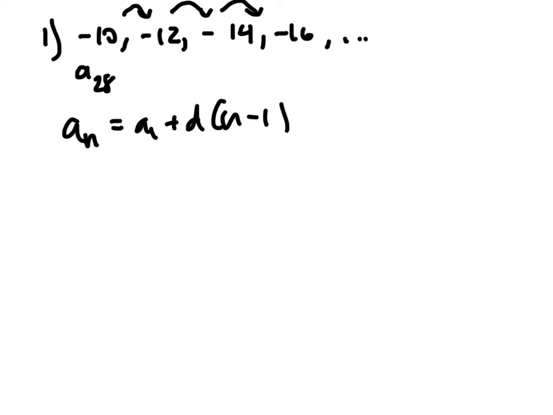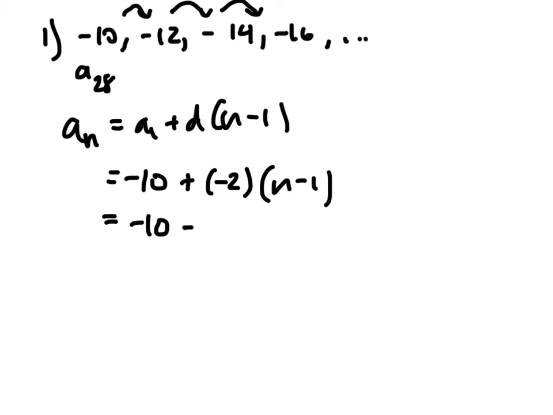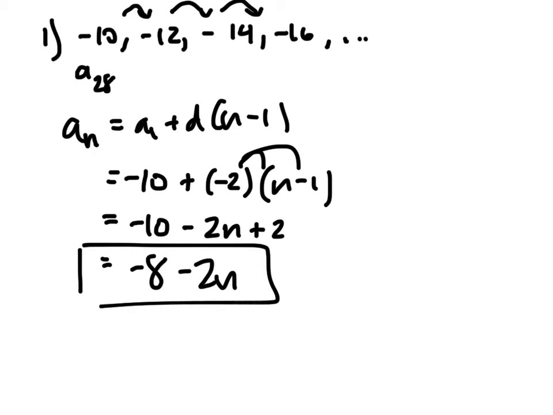So my a sub 1 here is negative 10. I know I'm subtracting 2 every time, so my common difference is negative 2, and then multiplied by n minus 1. So then I get negative 10 minus 2n plus 2 when I distribute that negative 2 to both terms. And then finally I'm going to get my explicit formula is negative 8 minus 2n. So there's the explicit formula.